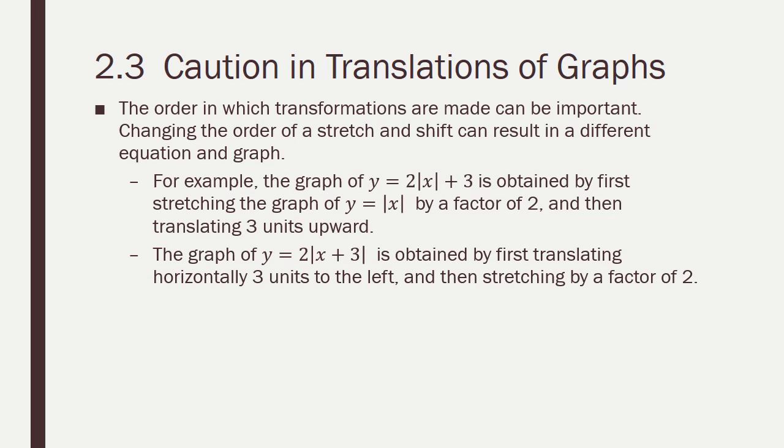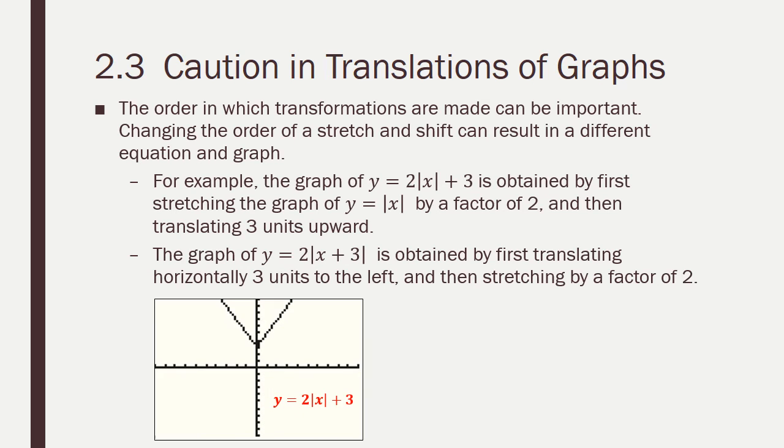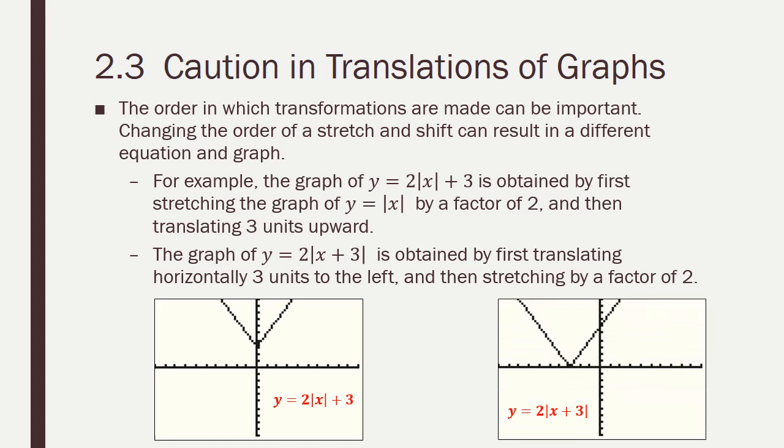You may not think this will make much of a difference, but let's compare the two graphs. This is the first one, 2 times the absolute value of x, plus 3. And the second one, 2 times the absolute value of the quantity x plus 3. Notice there is a difference. The fact that the 3 is inside with the x tells us to move it to the left in the second graph, but in the first graph, since it's outside and away from the x, we move it up.